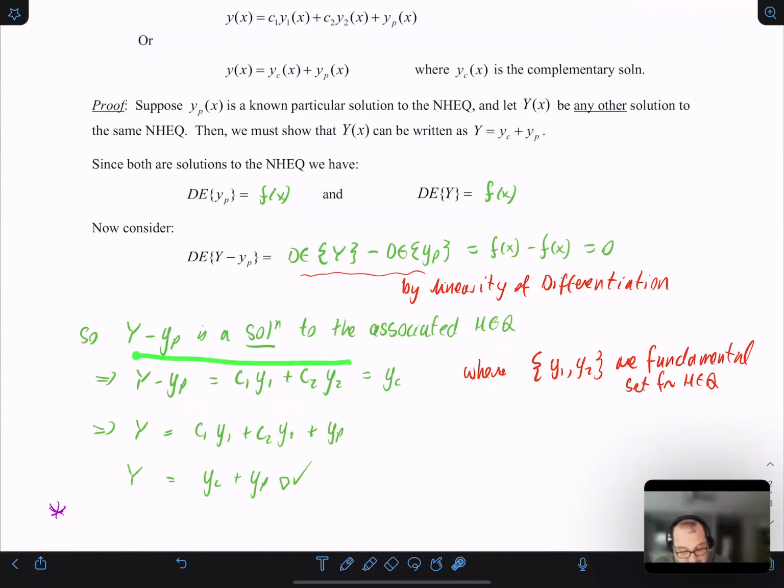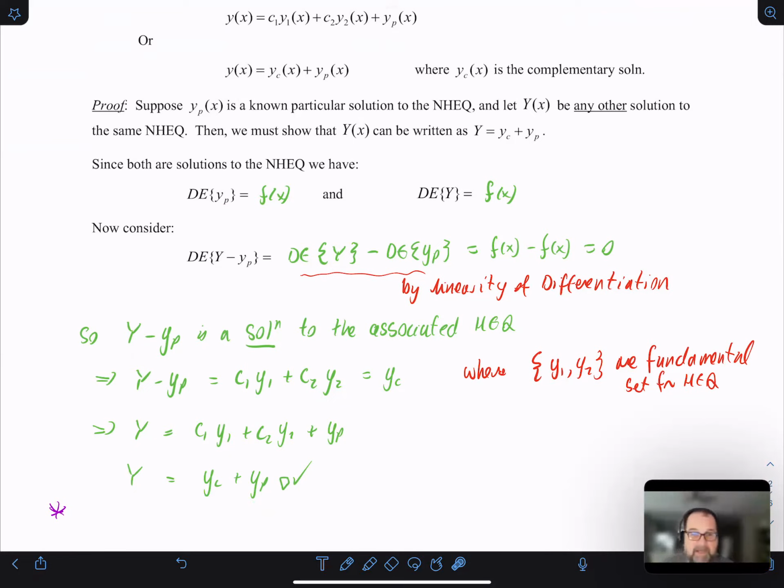That means Y minus y sub p is equal to y sub c, or c1y1 plus c2y2, and then simply solve this for big Y. If you solve this for big Y, you get y sub c plus y sub p. Quite clever, and actually not all that complicated. So this is our proof.